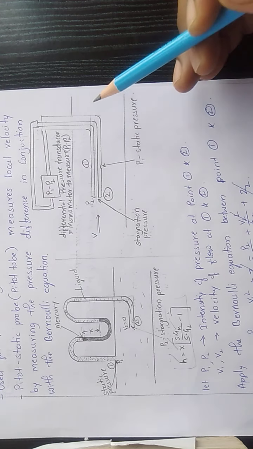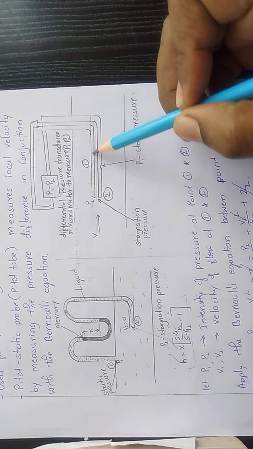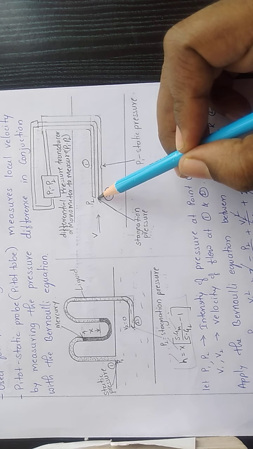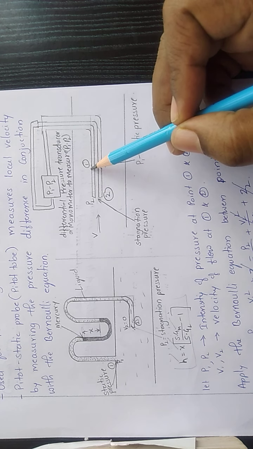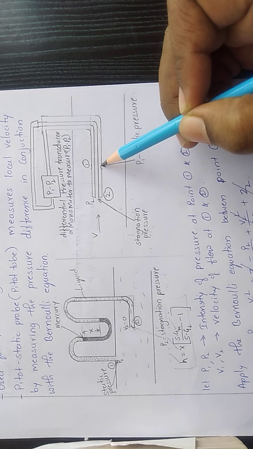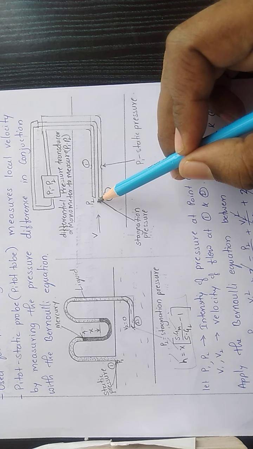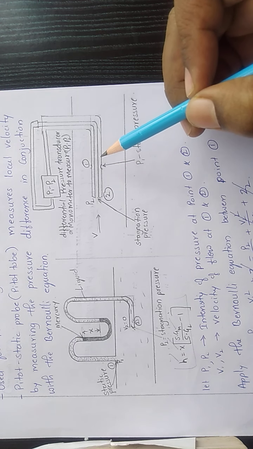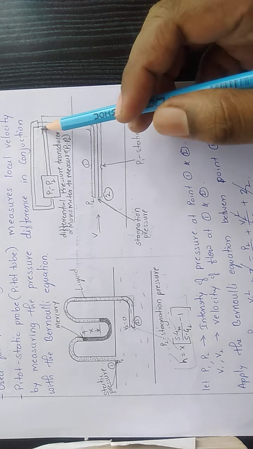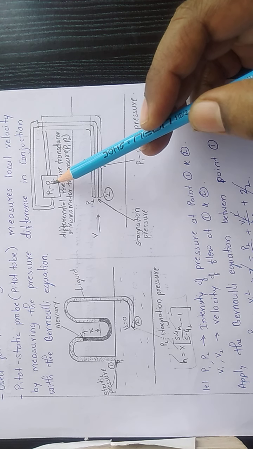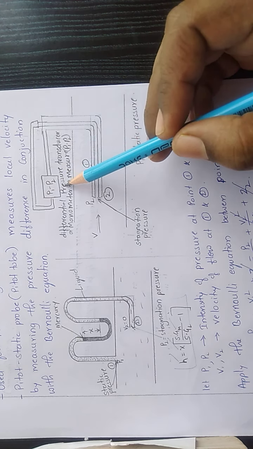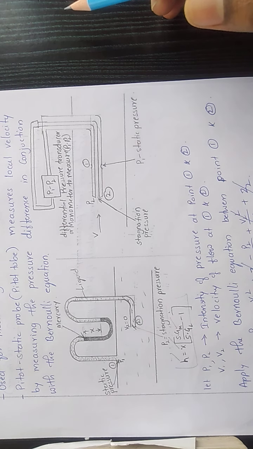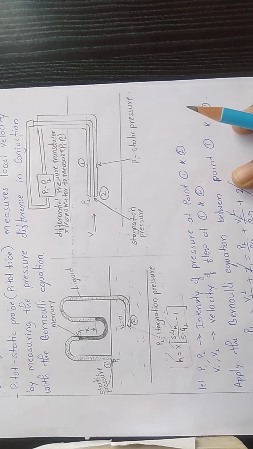The second type of arrangement is, we have a tube, and here there is a small opening, and on the surface there is one more opening, which will give us the static pressure. This will give us the stagnation pressure, and this gives us the static pressure. The difference of that, you can connect either to a U-tube manometer, or to a pressure transducer, where we get the direct reading. So these are some of the ways of arrangement.